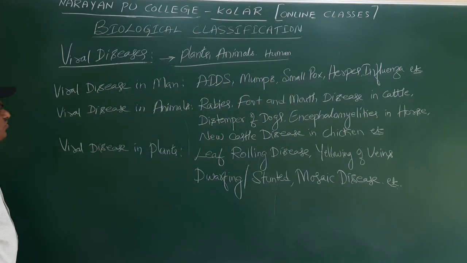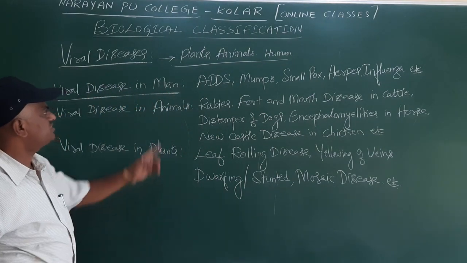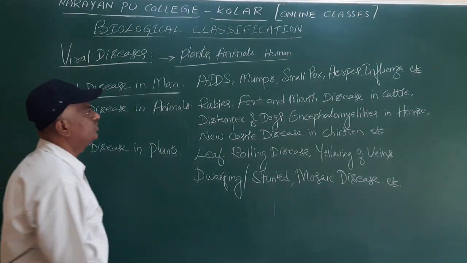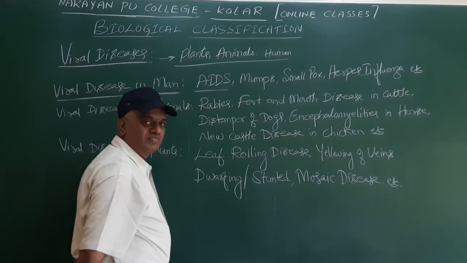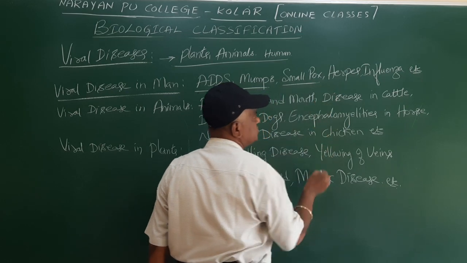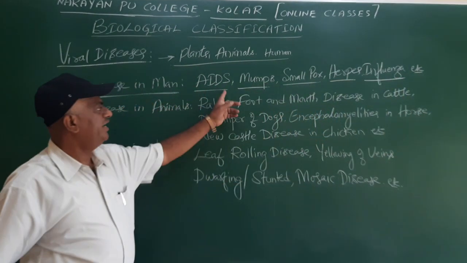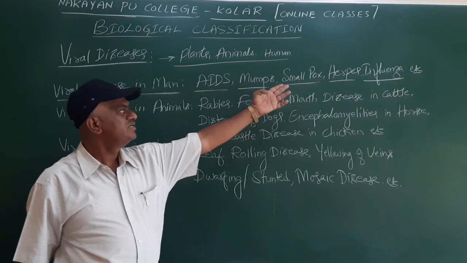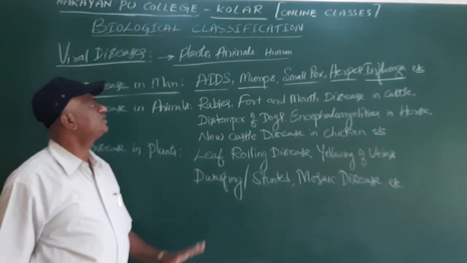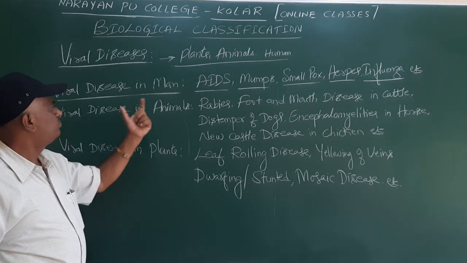We start with viral diseases in humans. Viral diseases in man: AIDS is one of the diseases. AIDS, mumps, smallpox, herpes and influenza are some of the viral diseases caused in humans.